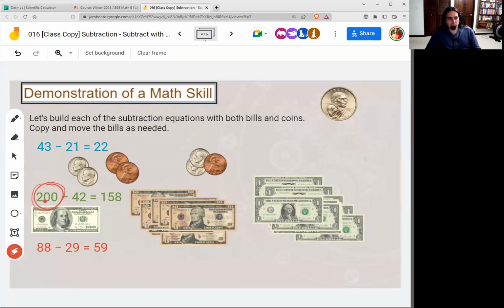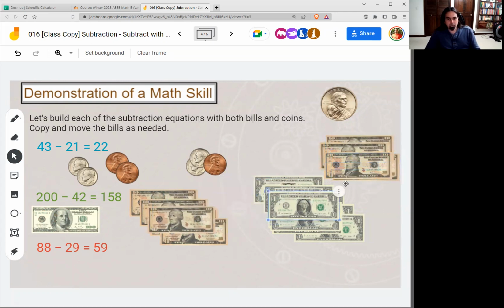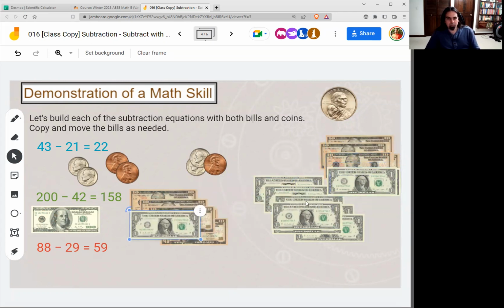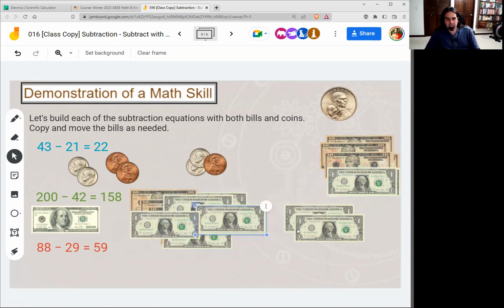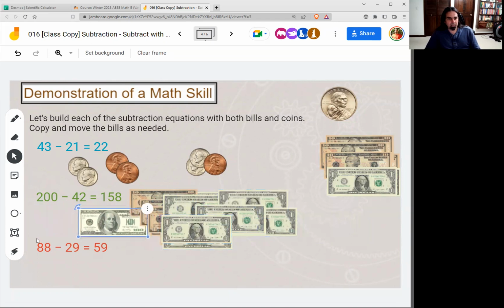So I have my 200. Everyone okay believing me that this is 200? There's 90. 90 plus 10 is 100 and another 100. I want to move away 42. 1, 2, 3, 4, 1, 2, and then everything else is going to be the 158.